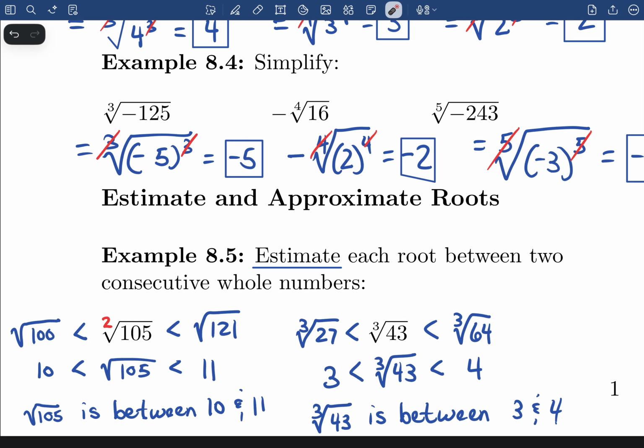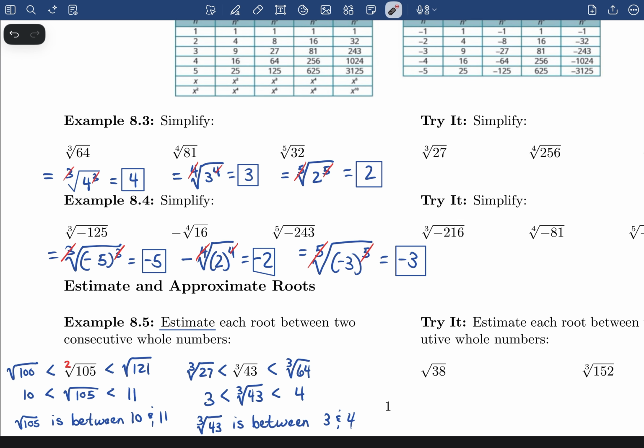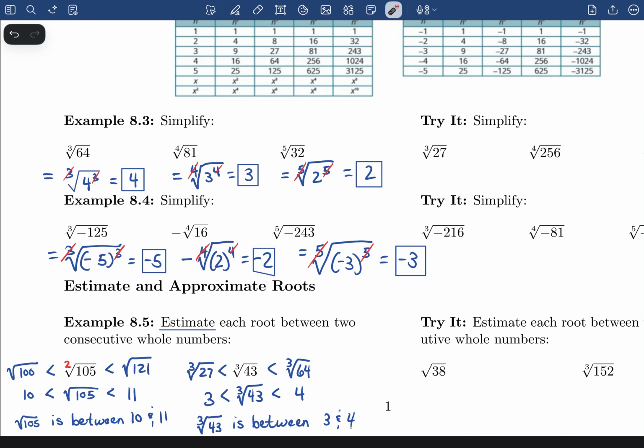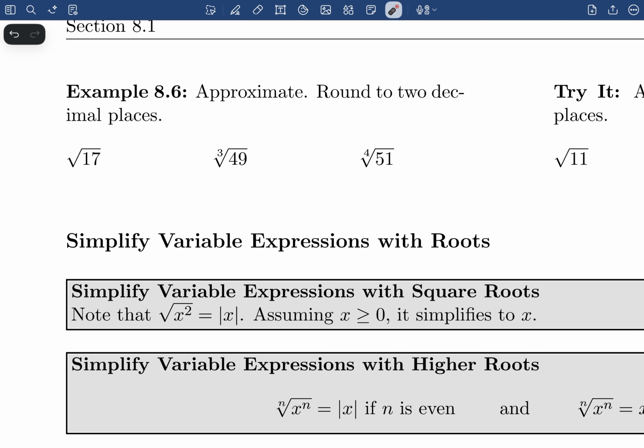And then in this case, the cube root of 43, it's got to be a value between 3 and 4, right? Because 43 is between the perfect cube values of 27 and 64. Great. Please make sure you know these perfect squares and perfect cubes, and you're comfortable with them so you can do these exercises. Moving on, let's approximate, and we're going to round to 2 decimal places.